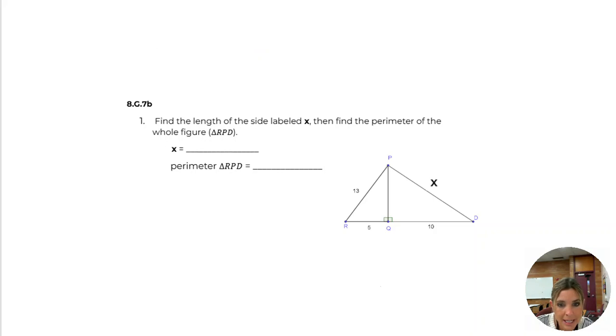First question says, find the length of the side labeled X. Then find the perimeter. Okay, so we've got two things that we need to do. Then find the perimeter of the whole figure, which is the entire triangle.